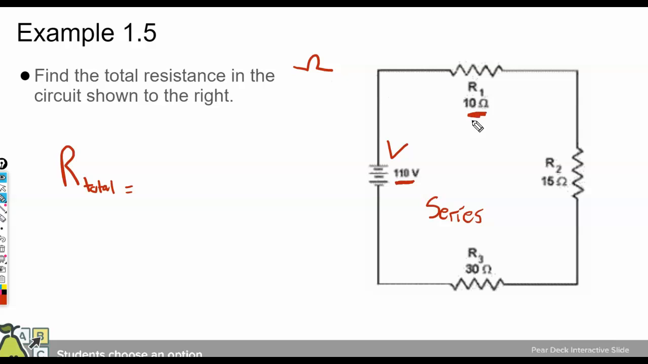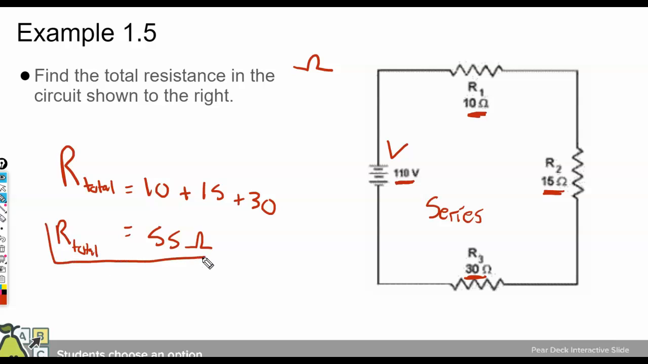The total resistance is going to be 10 plus the second resistance, which is 15, plus the third resistance, which is 30. So I add my resistances. 10 plus 15 is 25, and 25 plus 30 is 55 ohms. The total resistance is 55 ohms for example 1.5. Pause there and make sure you add that into your notes.